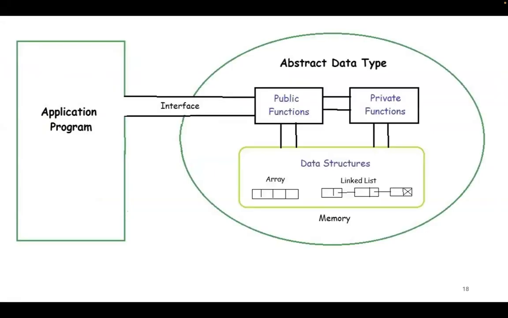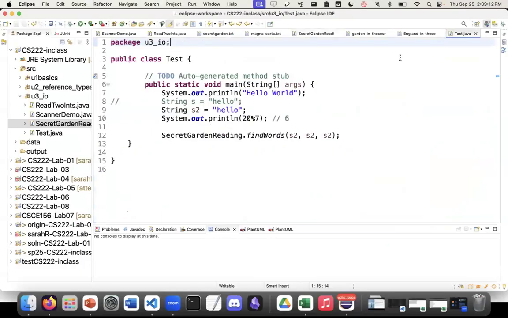This is a picture I found on the internet for what an abstract data type is. It basically provides, like we talked about, this atomic unit. This is what we're constructing, where we're doing something in our application where we want to use all this information. With our abstract data type, we've got public things that the user is able to access. Like in our secret garden reading type, there's a public method find words, and we're able to access that and use it in another file.